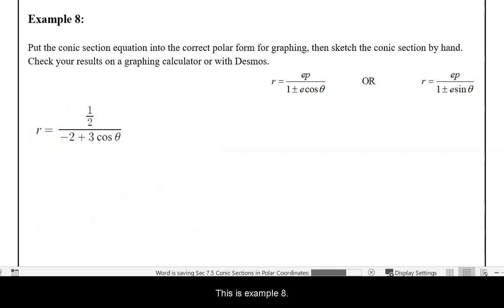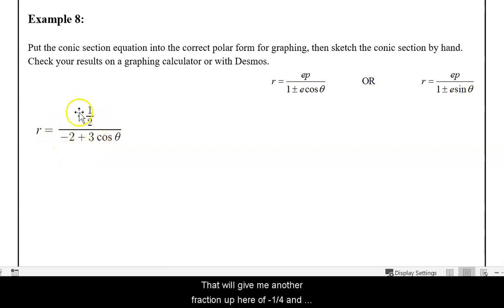This is example 8. In example 8, I need to divide by 1 over -2 divided by 1 over -2. That will give me another fraction up here of -1/4 and make the coefficient of cosine -3/2. That means that the eccentricity is 3/2, so it must be a hyperbola. However, this will be negative and this will be negative, and that means that again, I will expect to find the directrix line to the right of the pole. It should be running horizontally, but because it's a hyperbola, that means it opens left and right.